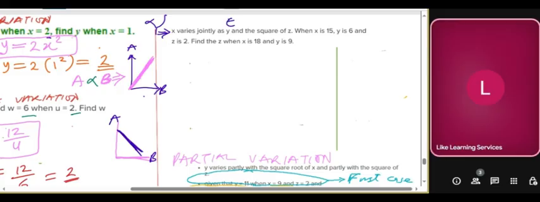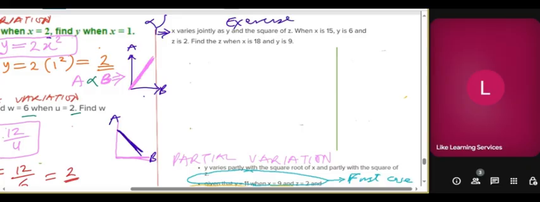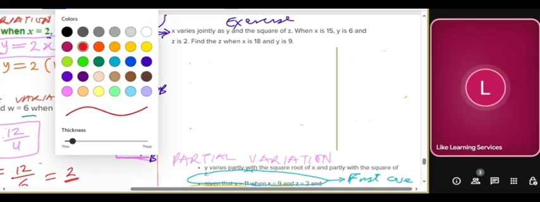This is it. Let's look at this: x varies jointly as y and the square of z. When x is 15, y is 6 and z is 2. Find z when x is 18 and y is 9. Okay, can we go ahead and do that?